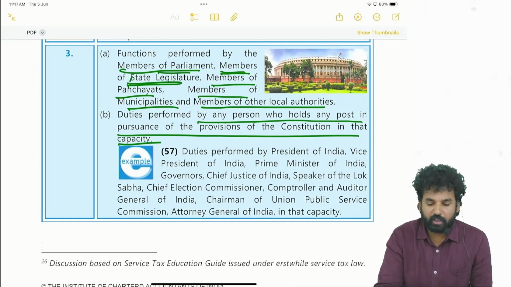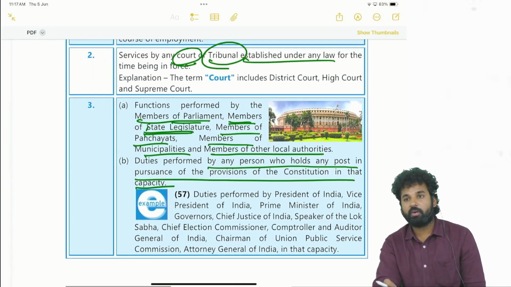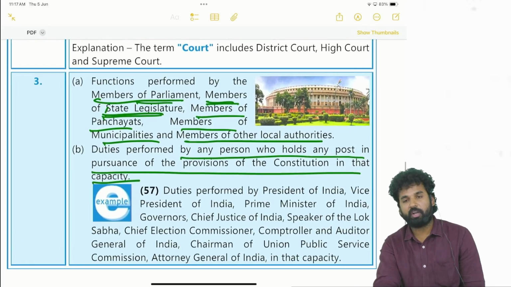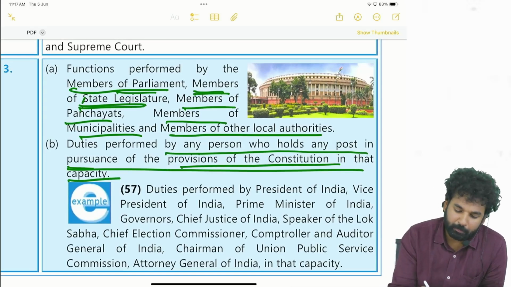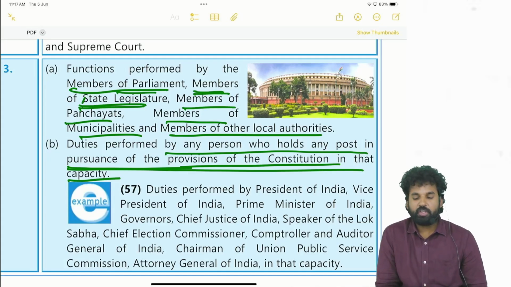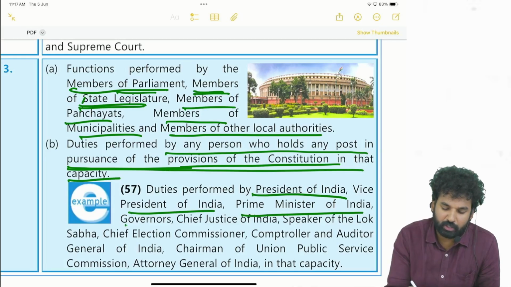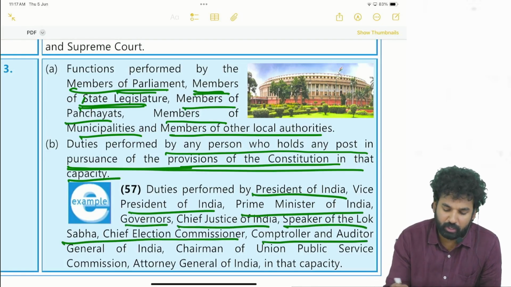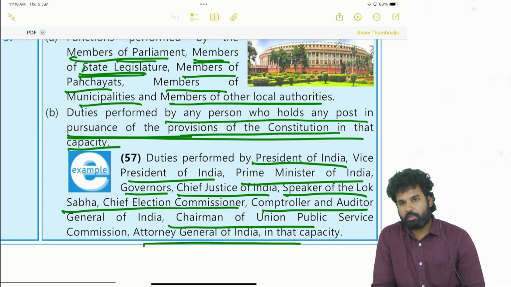So actually, why is there a need for mentioning this here? Because they are not considered as employees. Those are honorary posts. So that's why. It is in pursuance of the provisions of the constitution. So those people who have been appointed in such cases: President of India, Vice President of India, Prime Minister of India, Governors, Chief Justice of India, Speaker of Lok Sabha, Chief Election Commissioner, Controller and Auditor General (C&AG), Chairman of UPSC, Attorney General of India in that capacity.